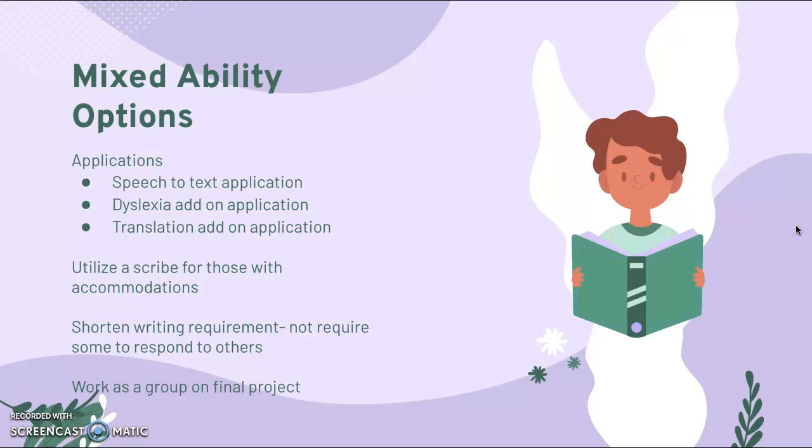Some mixed ability options. There's a few applications that you could use. Speech to text, for dyslexia, which I feel would be very beneficial for one of my students. Translation add-on application. I have a teammate who has a student who has just come straight from China and does not speak English, and I feel like that application would be beneficial for her. You could also utilize a scribe for those with accommodations, shorten your writing requirement and not require some to respond to others, or work as a group on a final project, depending on your ability or differentiation needs.